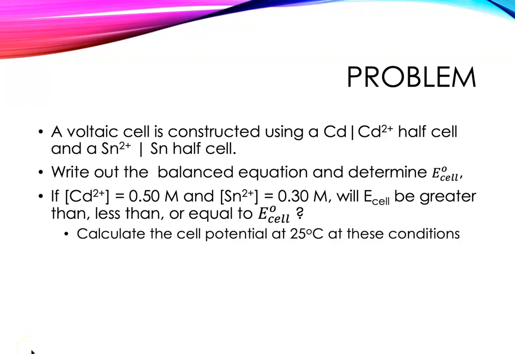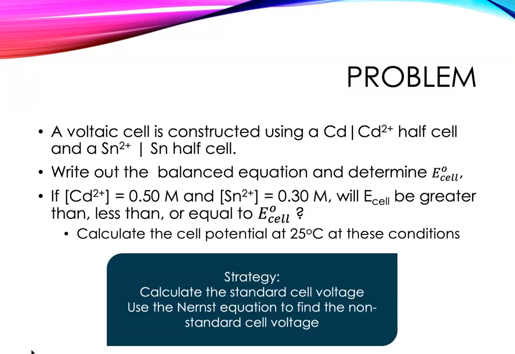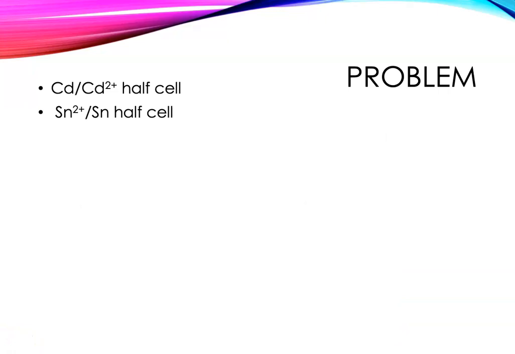We're going to go one step further beyond the AP level and actually calculate the cell potential to back up our answer. So here's our strategy. We need to calculate the standard cell voltage, so we're going to need a standard reduction potentials table and write the balanced equation. And then we're going to use the Nernst equation to calculate that non-standard cell voltage. We've got a cadmium half cell, we've got a tin 2 to tin half cell. Let's start by finding the balanced equation and the standard cell voltage.